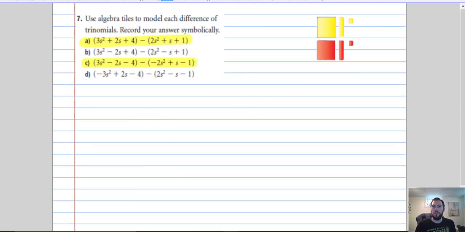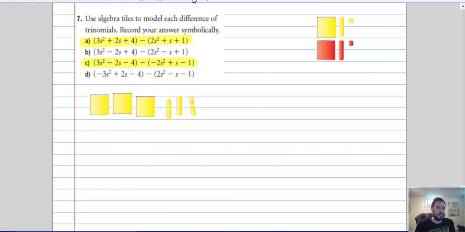All right, how do I do this using algebra tiles now? And this is where understanding how positives and negatives work. Because what I can do if I wanted to do this using algebra tiles, well, I can make the first polynomial because it's not being subtracted. So 3s squared plus 2s plus 1, 2s, and then plus 4, 1, 2, 3, and finally 4.